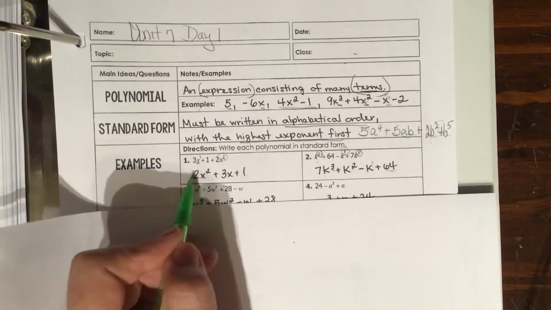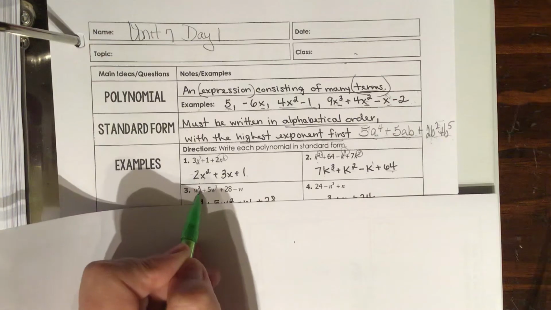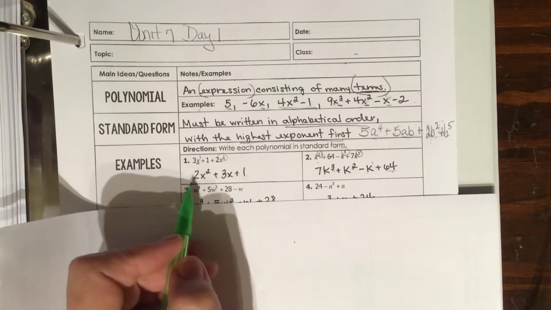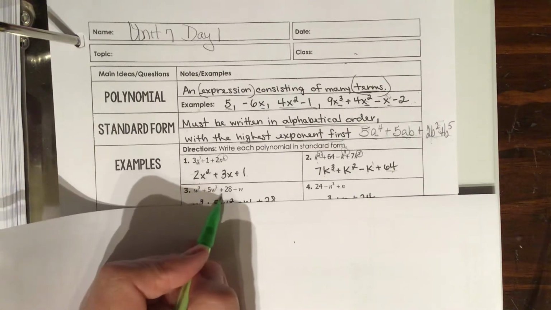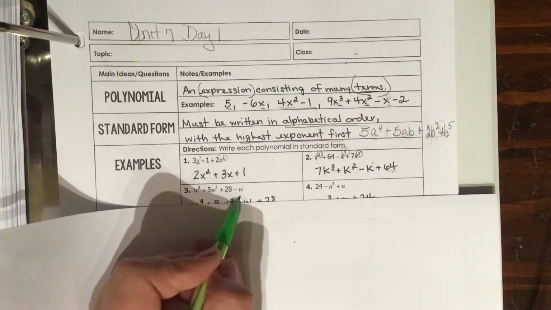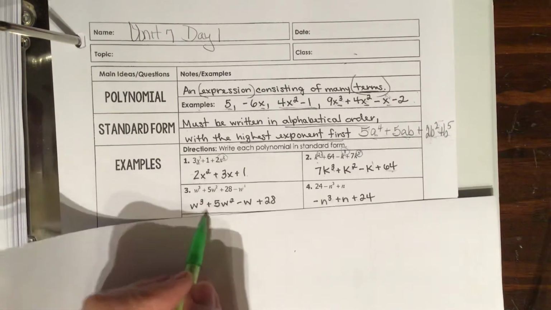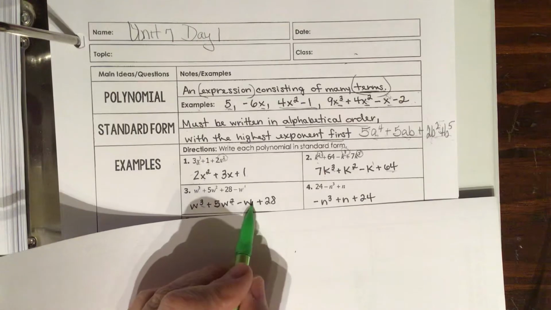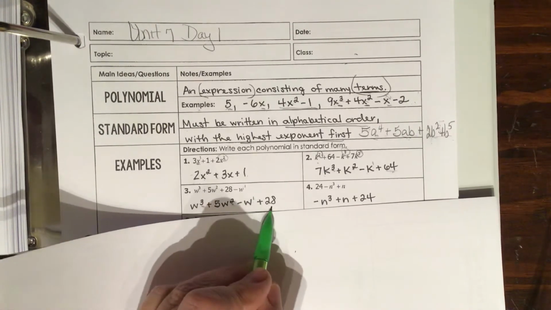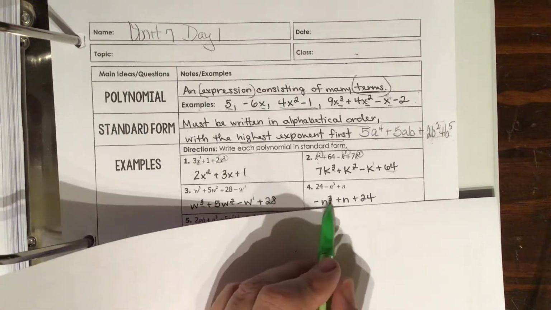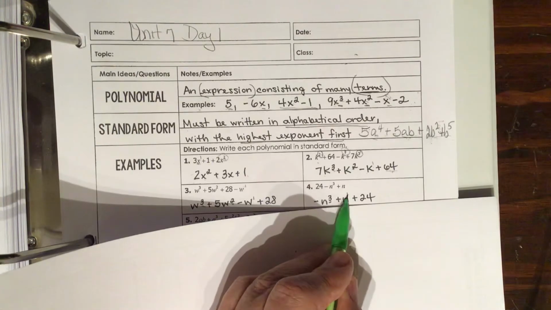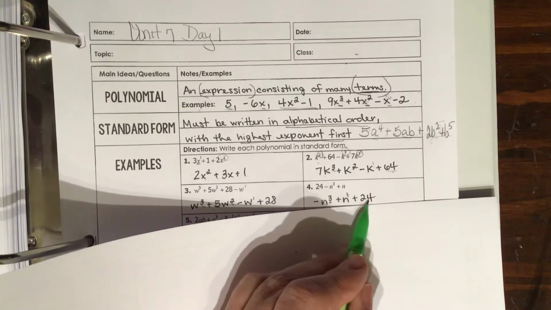Here we have a 3. You have a 2. You have a 1. That one's to the 1. So you're going to put the third, the second, the 0, and the 1, and the 28. Same thing here. The negative 3, the third, the 1. They didn't have a 2, so you just skip it, and 24.